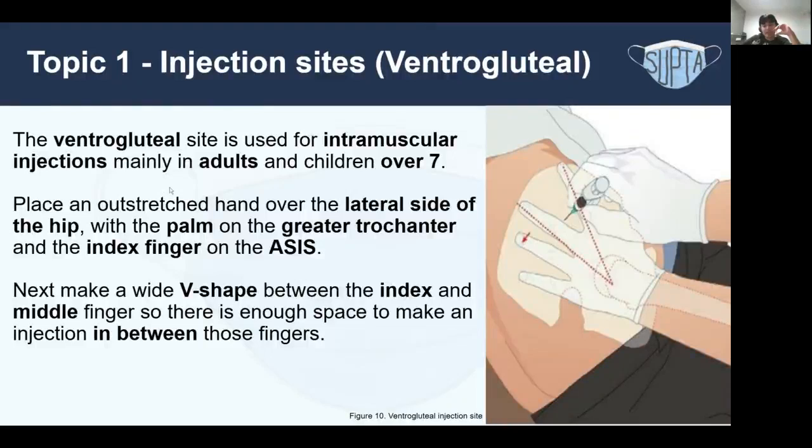So in the case of the hip bone, remember the ASIS, remember the greater trochanter, because when you're doing a ventrogluteal injection, which is usually done in adults and also children over the age of 7, this is an intramuscular injection. You would want to place your hand outstretched. You want to create a V shape to widen between the index and middle finger. And then you want to look for that ASIS.